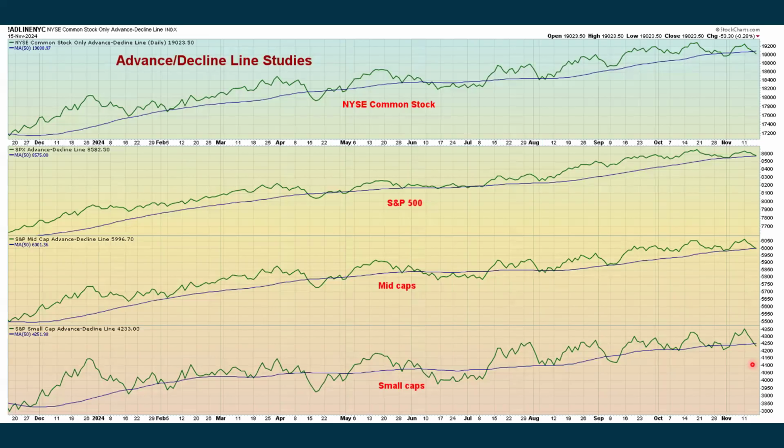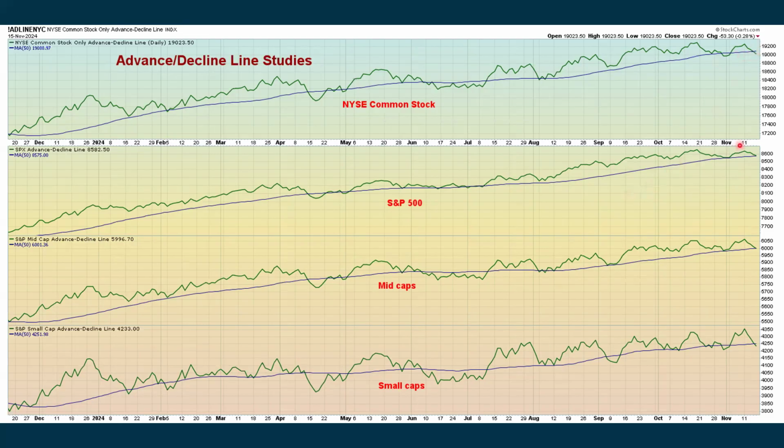This is kind of a more elaborate advance-decline line studies type of approach here. We're dropping below the moving average with the NYSE common stock, where they had been holding up throughout the summer months. We did pull back down at the end of October, only to go back above it. So just because we drop below this does not mean it's the end of the world, but we need to get back above this line to be even more positive.